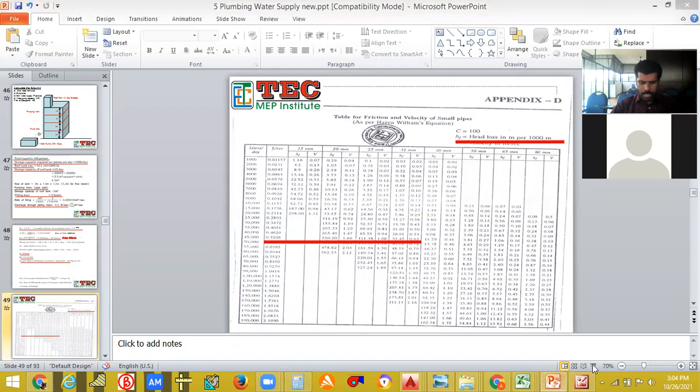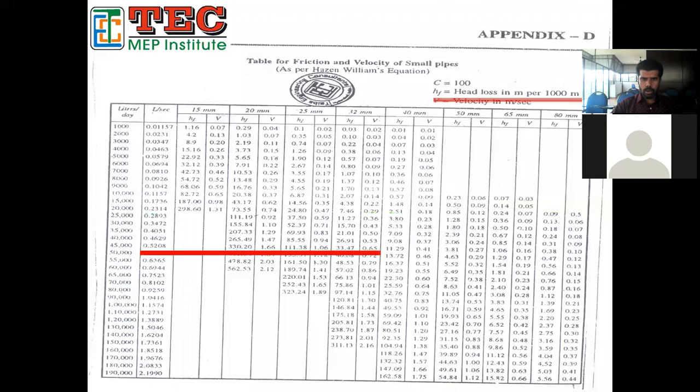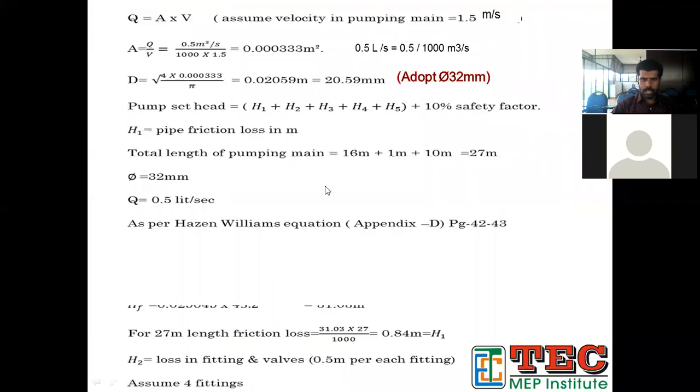So you got H3 also, correct? H1 and H2 you already got, now you got H3 also. Which means what is H3? H1, H2 you already got, it is 18.2. Then now you got H3. H3 means the friction loss that you got right now. Now H4 means fitting loss only. Fittings will be there inside that, right?